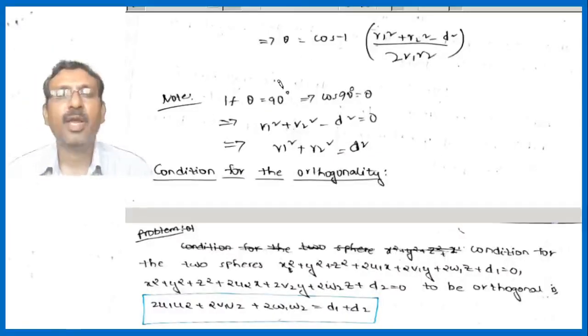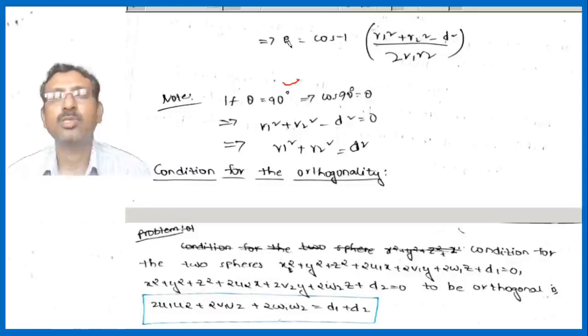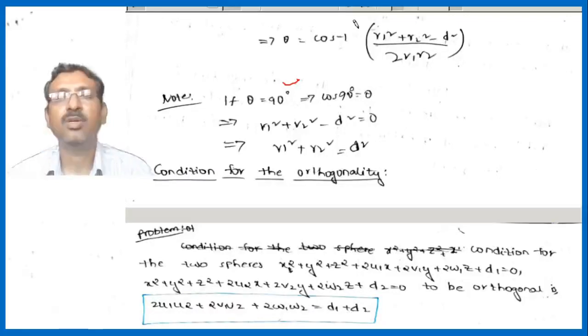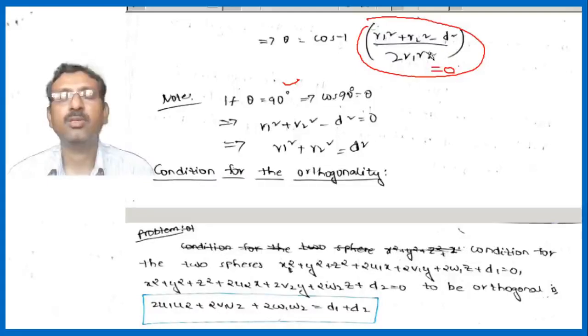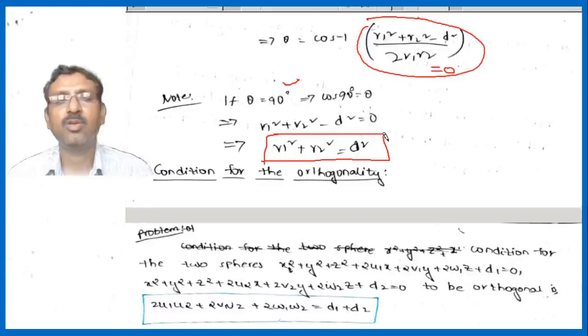If the angle is 90 degrees, a right angle, then cos 90 equals 0. So cos theta equals (R1 square plus R2 square minus d square) by 2 R1 R2. The fraction is equal to 0, then the numerator equals 0: R1 square plus R2 square minus d square equals 0. Then R1 square plus R2 square equals d square. This is the formula used in the case of spheres intersecting at right angle.